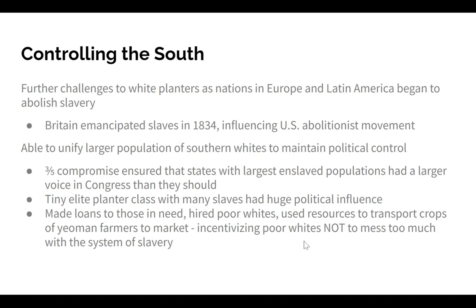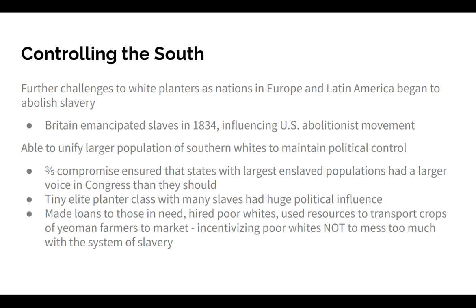So first of all, the Three-Fifths Compromise that was baked into the Constitution ensured that states that had the largest enslaved populations had a larger voice in Congress than they really should. Think about it. You've got 3/5 of enslaved people counting as population, which means those groups are getting more representatives because of those 3/5 of enslaved populations. And yet, the representatives, of course, are not representing the voices of those slaves. They're representing only the voices of that small, mostly planter aristocracy, wealthy elite.